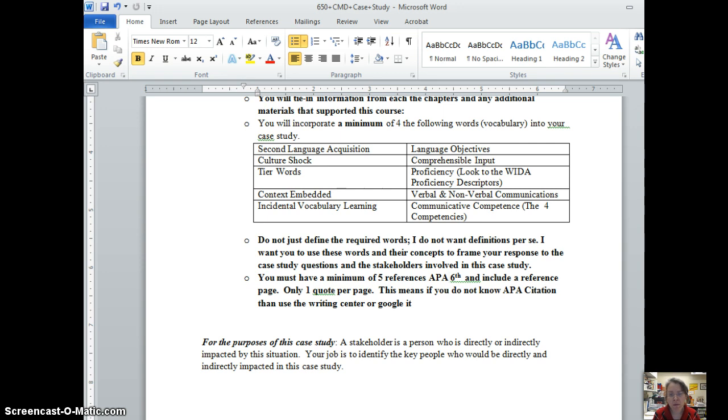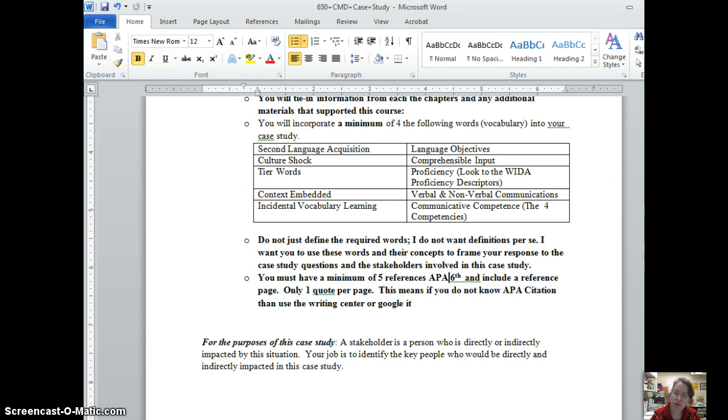You must have a minimum of 5 references done in APA style and include a reference page. You can only have 1 quote per page. Again, if you don't know APA citation, please Google it.